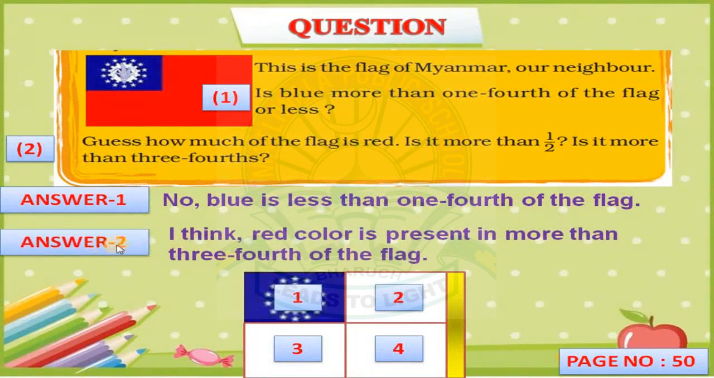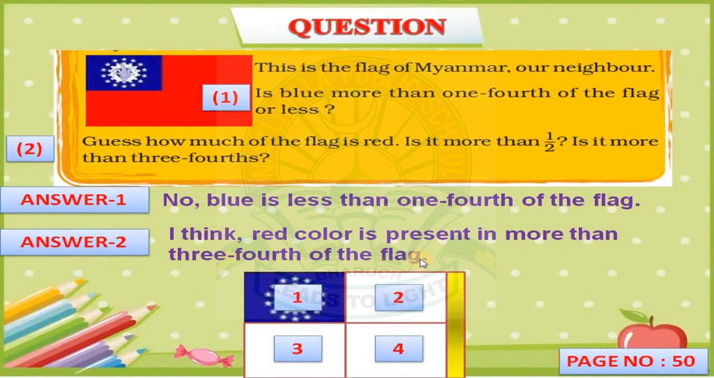So I have written the answer. I think the red color present is more than 3/4 of the flag. Clear what I am telling you, beta? So all these types of questions you have to copy in your CW book. Clear what I am telling you?